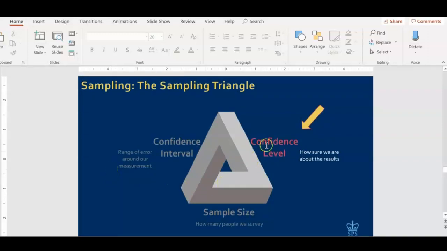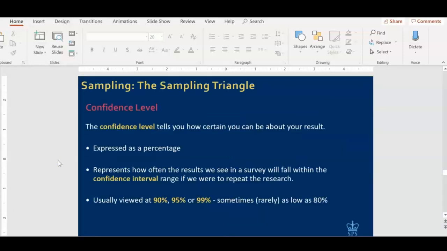The next component that we'll talk about is a confidence level, and that's how sure we are about the results that we're seeing. So let's understand that a little bit further. Confidence levels are expressed as a percentage point, and they represent how often the results we see in our survey will fall within that confidence range if we were to repeat the research.